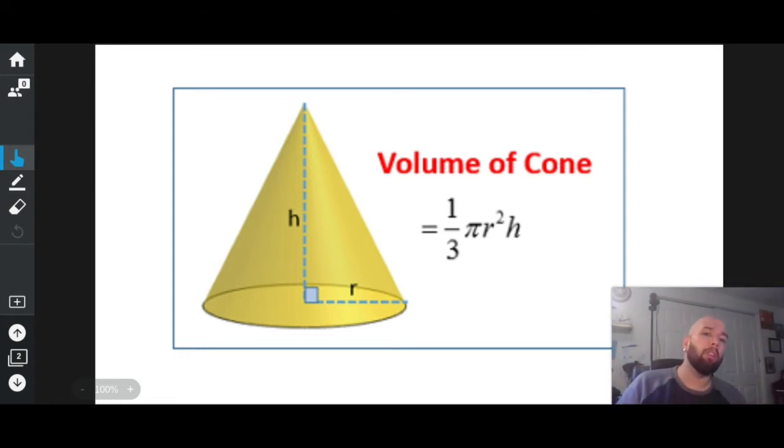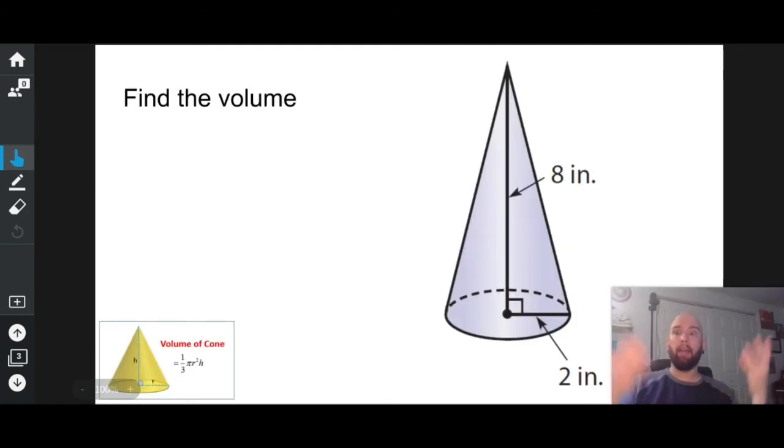The volume of a cylinder was pi r squared h. This is 1/3 of it, which tells us that the volume of a cone is literally 1/3 of the volume of a cylinder with the same height and with the same radius. No crazy extra stuff. It's just literally 1/3. Math. So let's find the volume of this first one.